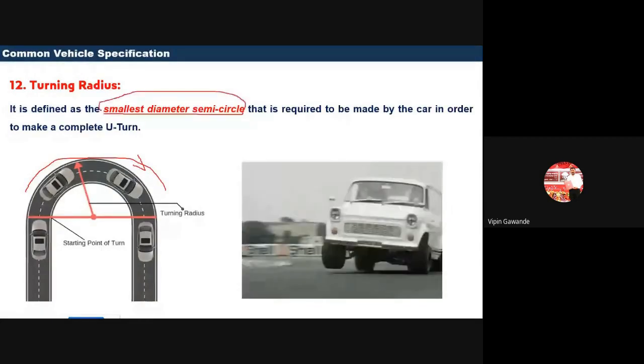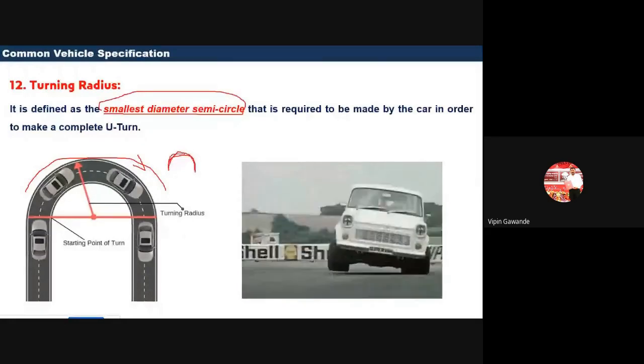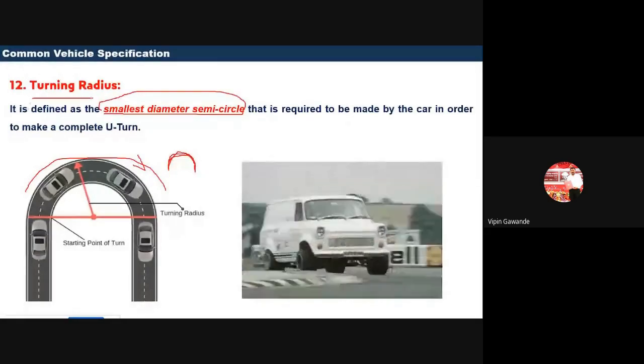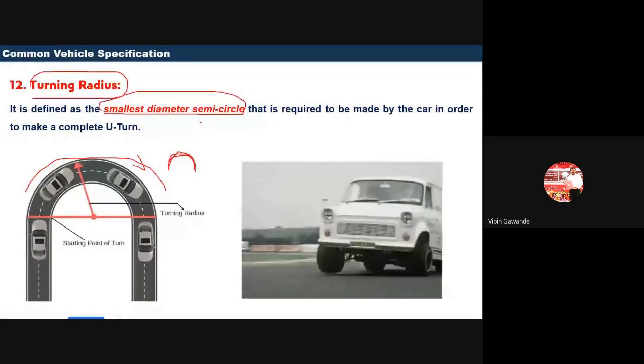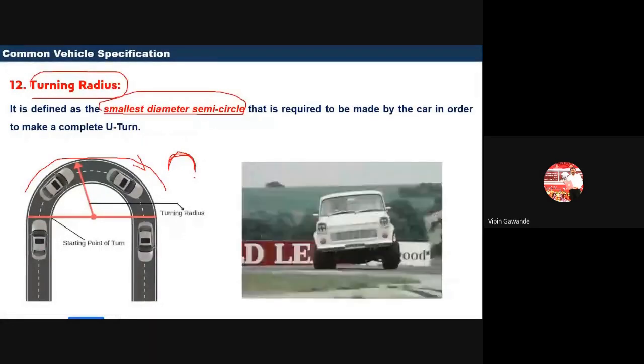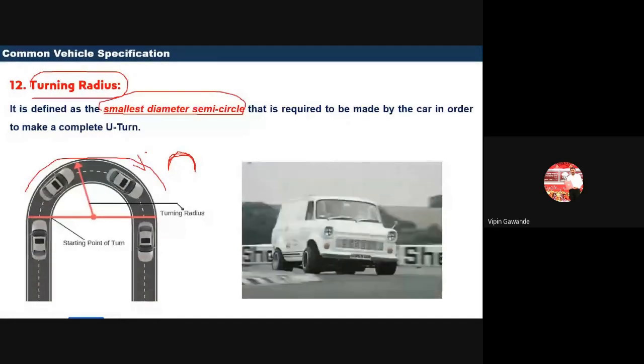Okay, so this semicircle must be smallest. That is known as the turning radius, and that is also important. This turning radius is very small in the case of Formula One cars, the racing cars, because they have to take a quick turn. That's why the turning radius is very small for Formula One cars or racing cars.